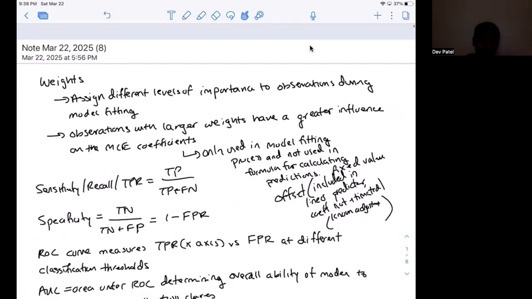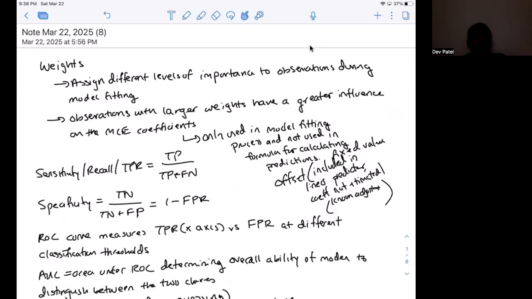So first, if we go into weight, the difference between weights and offsets. So weights assign different levels of importance to the observations during model fitting. So this is something that occurs only during the model fitting process. You're assigning a different level of importance to the observation. So observations with larger weights will have a greater influence on the MLE coefficients. And again, this is only used in the model fitting process. So this is not used as like an explicit term in the model equation.